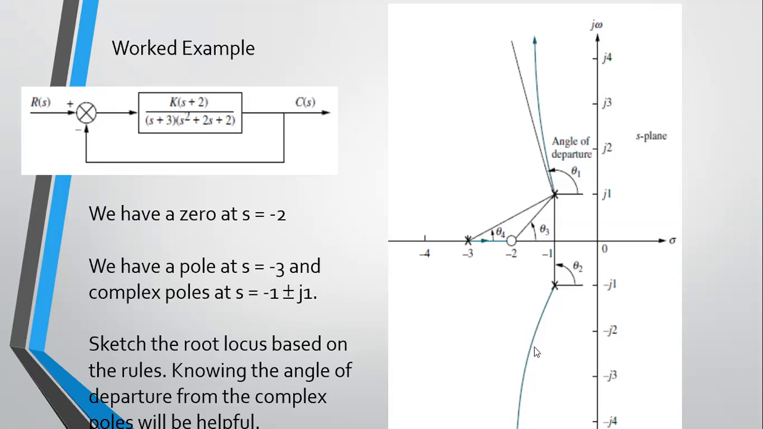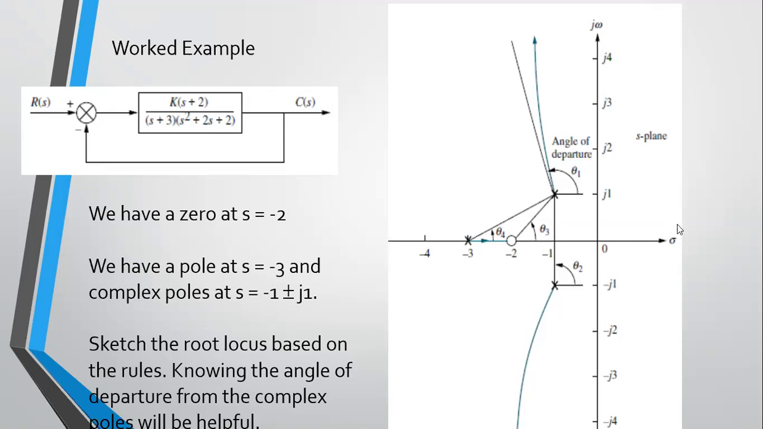You can use rule number 5 if you want to find the asymptotes, intercept, and angle. We know that, but we want to know at what angle actually the root locus leaves these two complex poles. This is what we're trying to find out. If we knew that, for example, it could be moving like this, or moving in this way, or moving down and then moving up. So we find out at what angle it is departing from these complex poles. This is what we're trying to do.